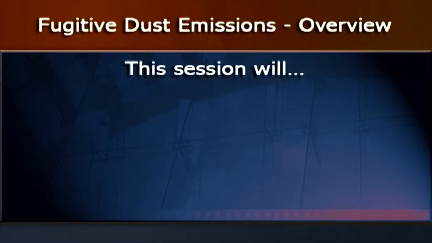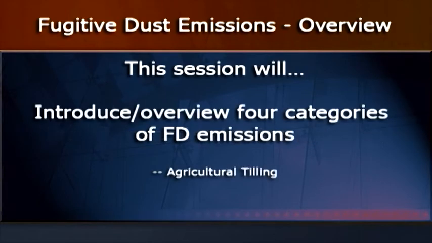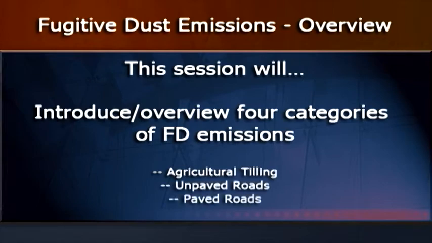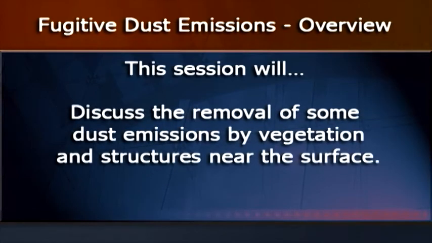In this session, we'll overview fugitive dust terminology. We'll introduce and overview four categories of fugitive dust emissions, including agricultural tilling, unpaved roads, paved roads, and road and building construction. Finally, we'll discuss the removal of dust emissions by vegetation and structures near the surface.